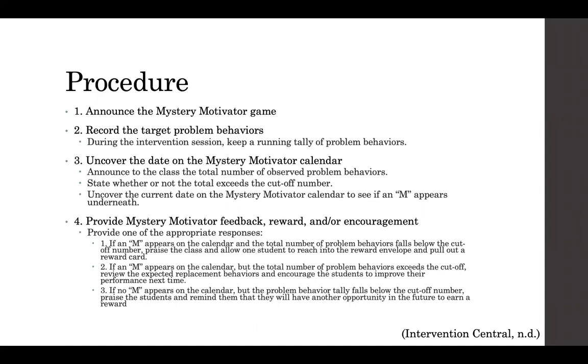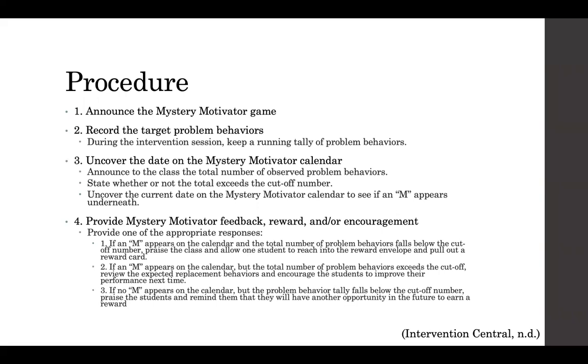Next, uncover the date on the mystery motivator calendar. At the end of the intervention session, announce to the class the total number of observed problem behaviors during the intervention session and state whether or not the total exceeds the cutoff number. Then uncover the current date on the mystery motivator calendar so that the class can see if an M appears underneath, signaling that they had an opportunity to earn a reward.